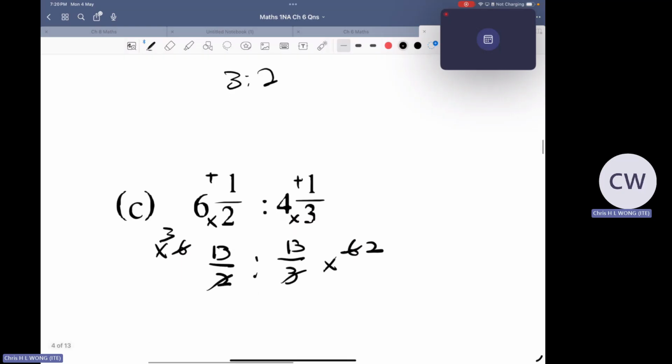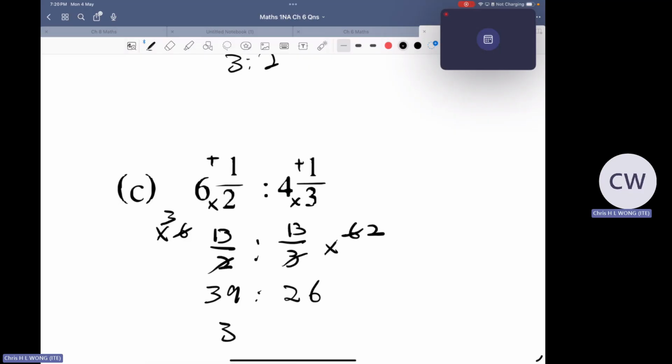So 13 times 3 is 39. 13 times 2 is 26. I divide by 13, right? Straight away, isn't it? 3 times 13, 39. 2 times 13 is 26. Answer, yeah. Correct.